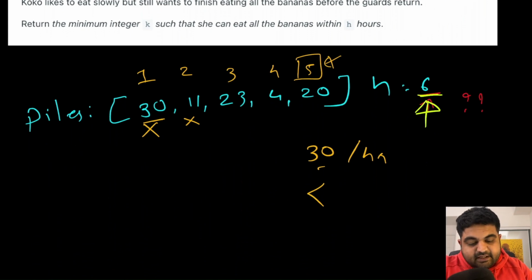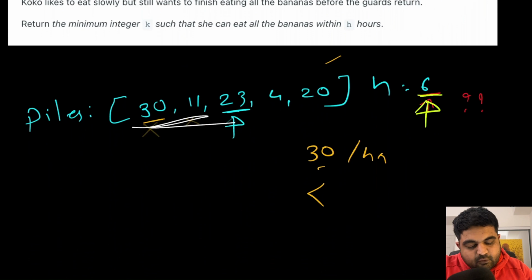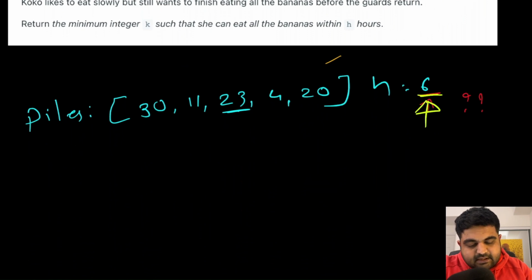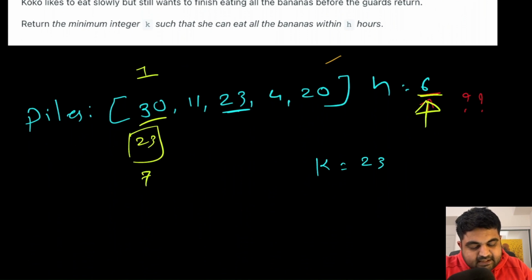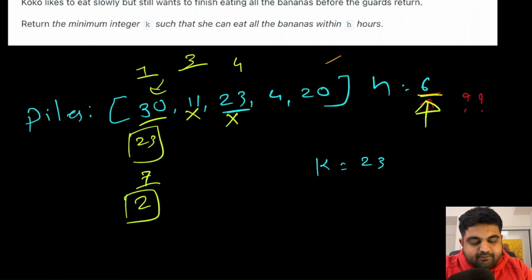So let's say that we try the second smallest element, that is 23 per hour. Then how many hours will it take for Koko to complete all the bananas? So if k is equal to 23, then logically in the first hour she will complete 23 bananas, so she would still have 7 more bananas left in this pile to complete. So during the second hour she will complete those 7 more bananas. Then during the third hour she will complete 11 bananas. Then during the fourth hour she will complete 24.